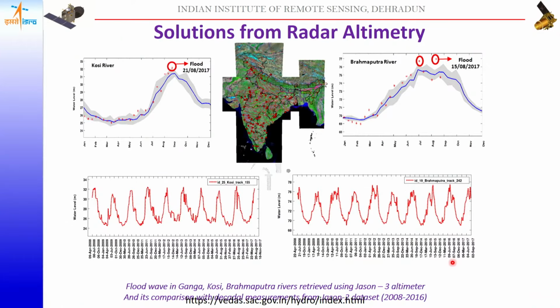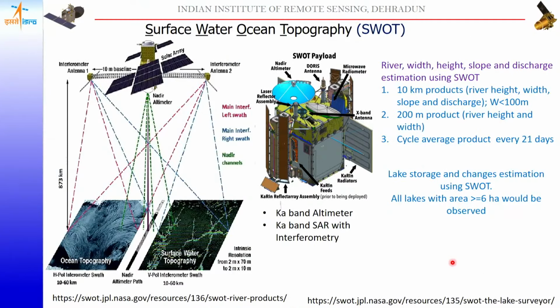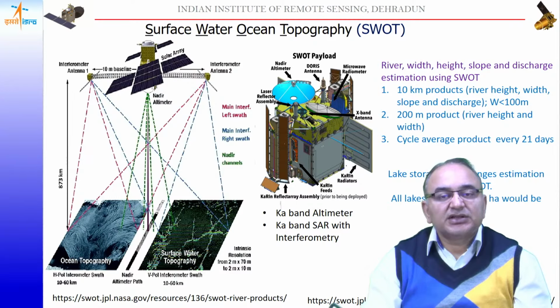So these are some of the examples which you can see from ISRO's MOSDAC and Vedas portal, and this is the time series which is available, followed by the SWOT mission, which gives you the two-dimensional water extent, and also it is the first satellite which gives us the river discharge, although people are still working on the accuracy.